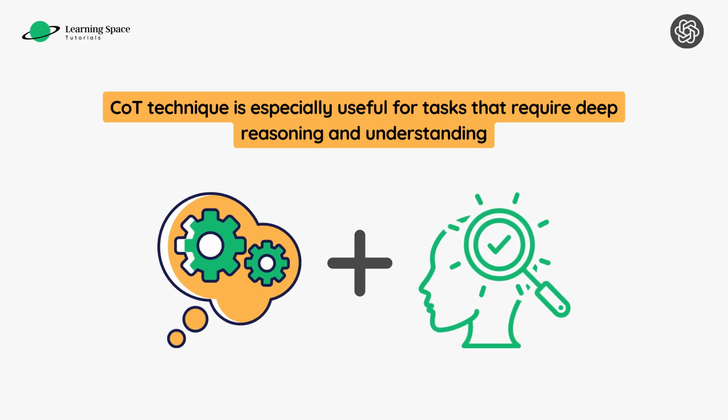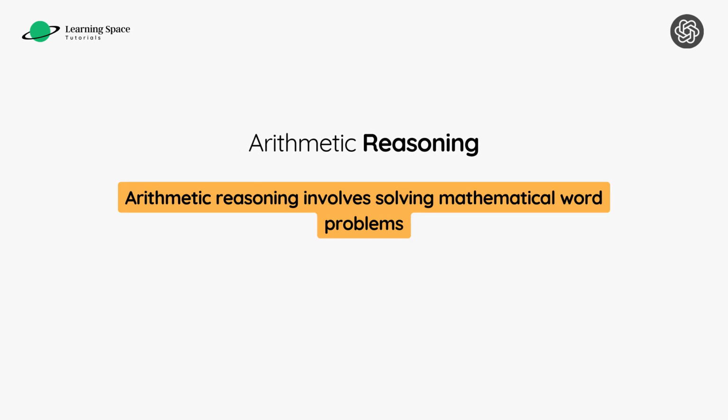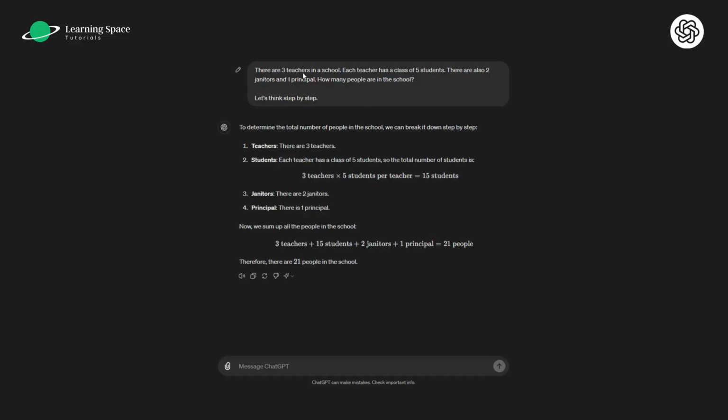Let's learn how CoT prompting works with some thrilling examples in arithmetic reasoning and common sense reasoning. Arithmetic reasoning involves solving mathematical word problems by extracting information, creating expressions, and solving them step by step. Let's see how CoT or chain of thought prompting can help. Let's look at this prompt.